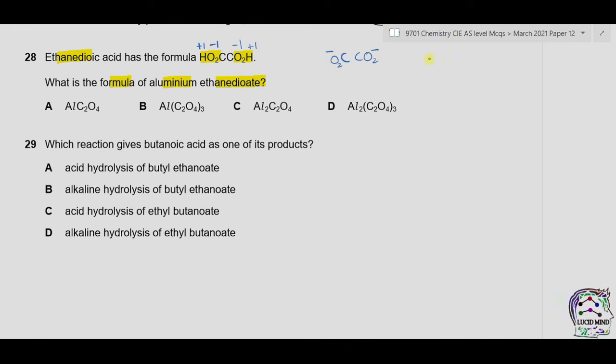We can also write it as C2O4 2-. Aluminum is in group 3 of the periodic table, so the oxidation state is +3. In formation of compound, oxidation state is converted into numbers. So the product formed will be Al2(C2O4)3. Correct answer is D.